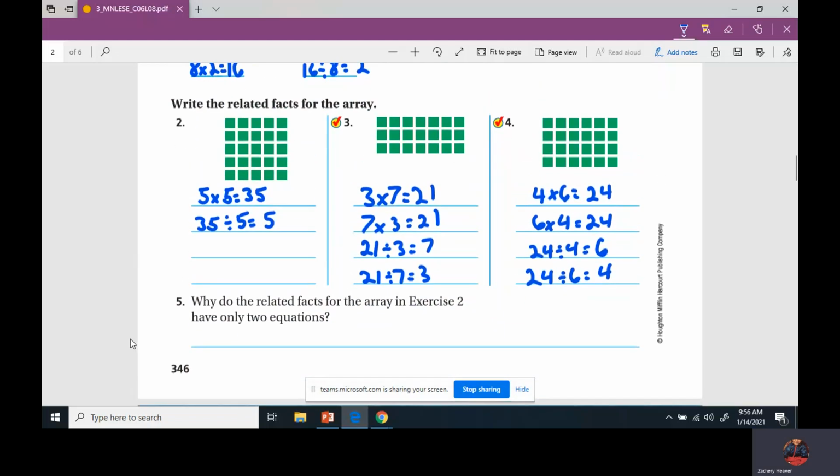So why do the related facts for the array in exercise 2 have only 2 equations? Because the factor is the same. 5 times 5, it's the same. It would be if you did 7 times 7, 8 times 8, 9 times 9, all of them. If the factor's doubled, it's the same, then it's only going to have 2.